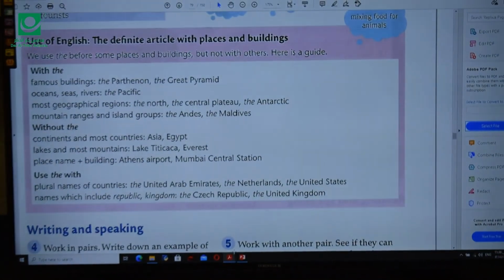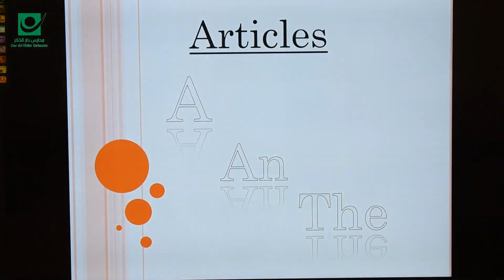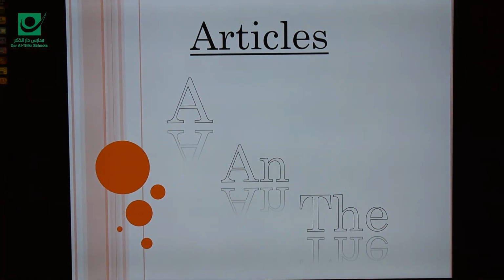If we look here, we're going to find the articles. We have three examples: a, an, or the. Or sometimes we can use nothing before the noun. What is an article and how can I use it?